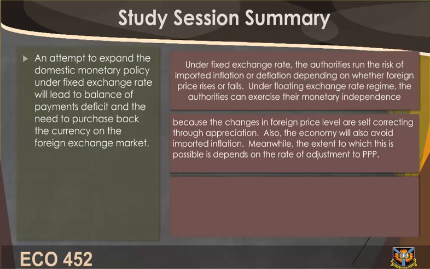Under fixed exchange rate, the authorities run the risk of imported inflation or deflation depending on whether foreign price rises or falls. Under floating exchange rate regime, the authorities can exercise their monetary independence because the changes in foreign price level are self-correcting through appreciation. Also, the economy will avoid imported inflation. Meanwhile, the extent to which this is possible depends on the rate of adjustment to PPP.